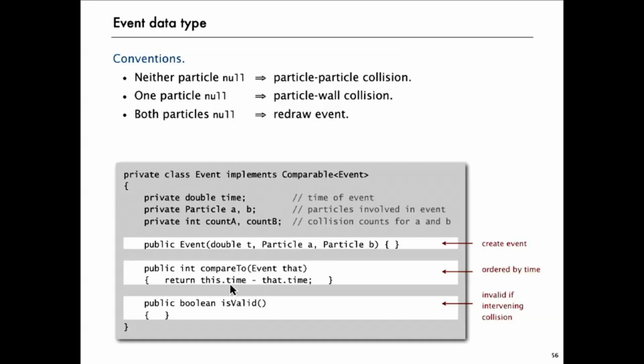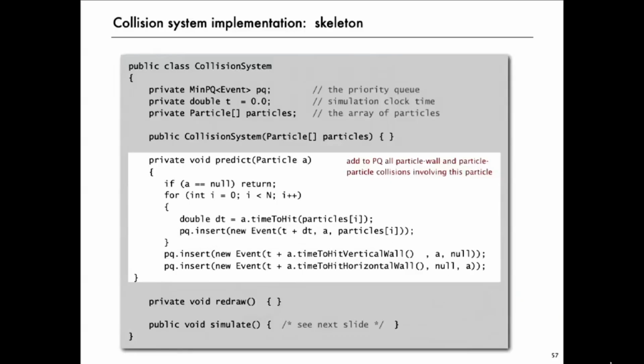Our compareTo is by time. And then, again, we need an isValid method to check for intervening collisions. And here's the skeleton of what's going to happen with the collision system. The key thing is this predict method that takes a particle as argument and adds to the priority queue all the possible collisions involving this particle.